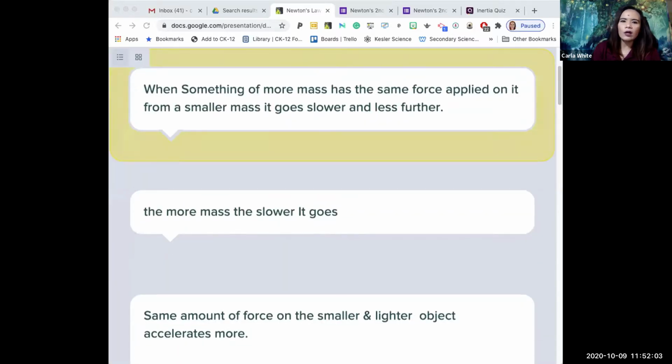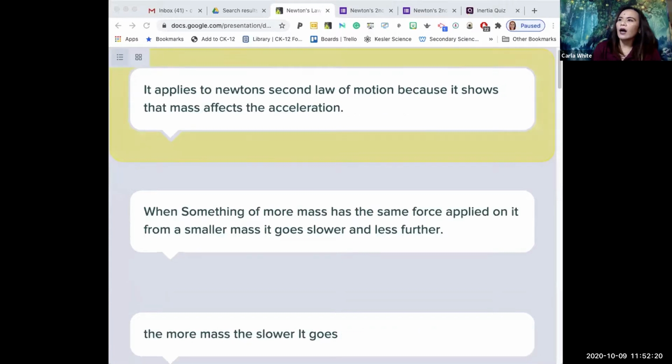So here are some answers. When something with more mass has the same force applied to it as something with a smaller mass, it goes slower, less far. All right, that's from Connor. Thanks, Connor. Let's have another one. It applies to Newton's second law of motion because it shows the mass affects the acceleration. That is from Massa. That's correct also.